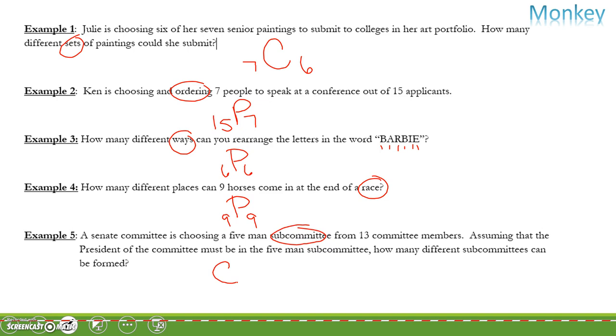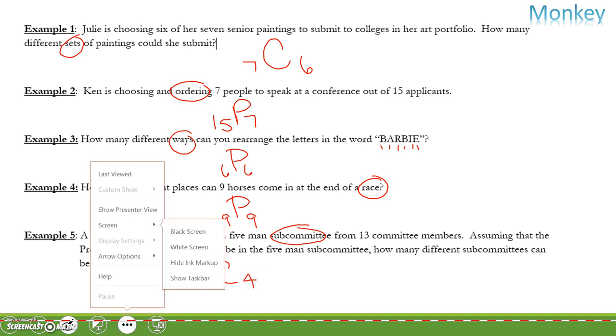And so the thing that's tricky about this is that the president has to be in each 5-man subcommittee. The president is part of the 13, and so if there's 13 people, but the president counts as one of them, but he has to be in every group, we only actually have 12 to choose from. And in each subcommittee, there's 5 men, but one of those spots is taken by the president. So really, there's only 4 spots to fill.